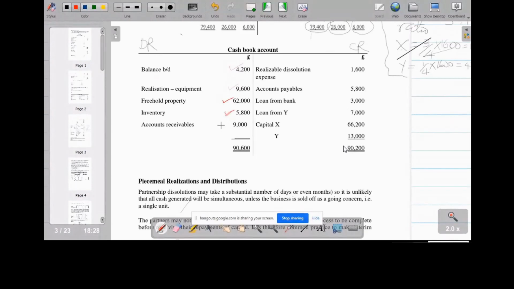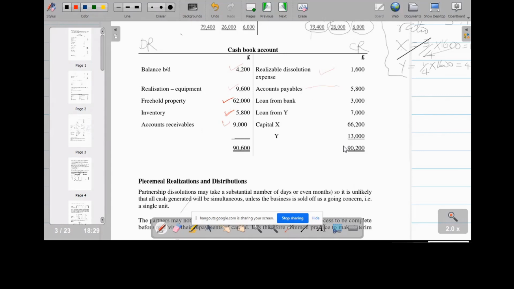Can you first add this, giving us 4,200? Yes, debit side, plus 9,600, plus 62,000, plus 58,000, plus 9,000. So this will give us a total of 90,600. So this is correct. Out of this, you need to pay the realization expense, the dissolution expenses of 1,600. So minus 1,600.